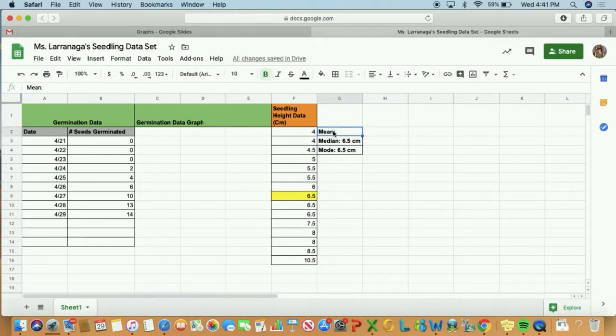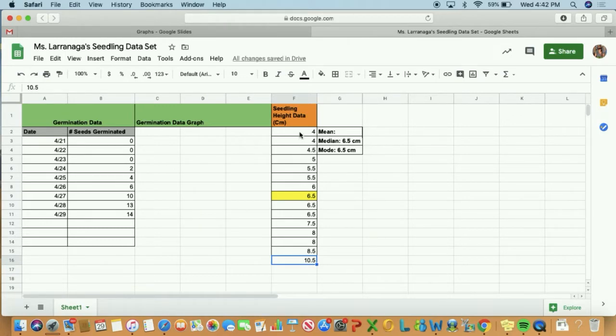Now to find the mean or the average, I should be adding up all of these values and dividing them by the total number of values that I have. I could do that on paper. I could add up 4 plus 4 plus 4.5, etc., and divide it by the total number of values that I have, which is 15, but that would take a lot of time.